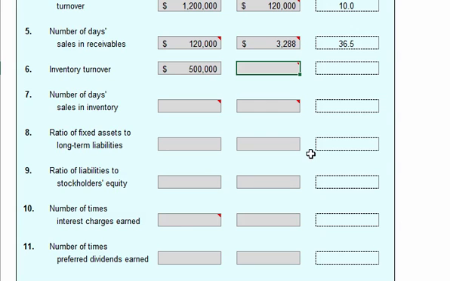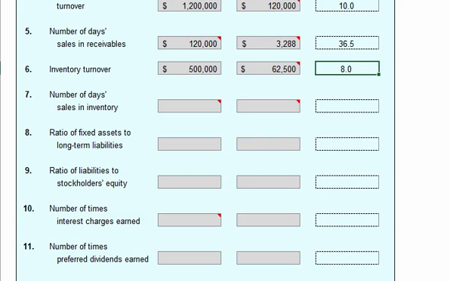So inventory at the end of 2015 was 58,000 plus inventory at the end of 2016 was 67,000. We're going to add those two together and divide by 2. And we get 62,500 for average inventory. That's divided into cost of goods sold. What that tells us is how many times during the year did we sell what we had in inventory and get new inventory in. 8 times during the year.